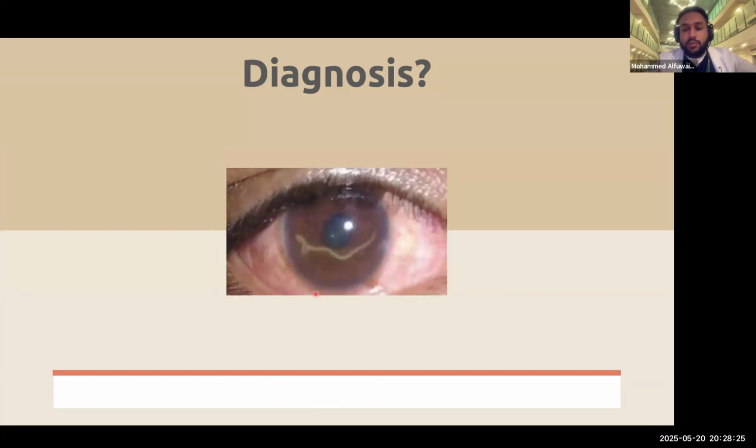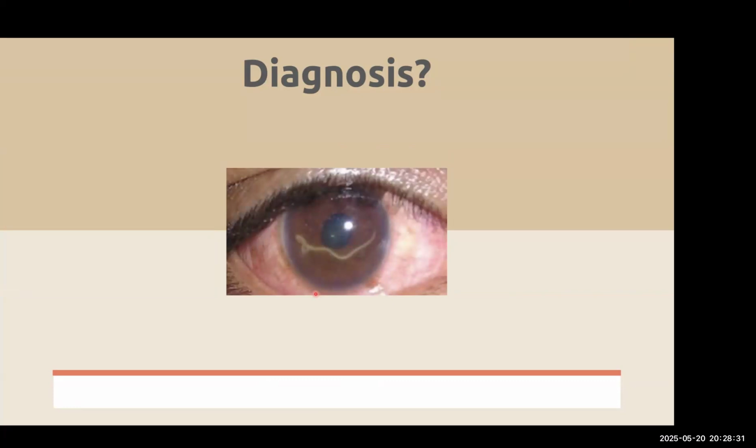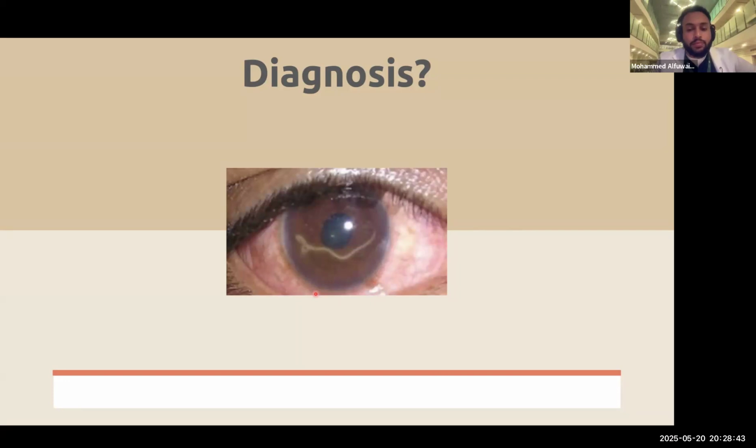Now, how about over here? This is a worm. What do we call this worm? Onchocerca volvulus. Good, which is called river blindness. How do you want to take a biopsy here? How do you want to get the sample of onchocerca? Skin snip. Perfect. Onchocerca volvulus causes the river blindness, and you can see the worm over here.